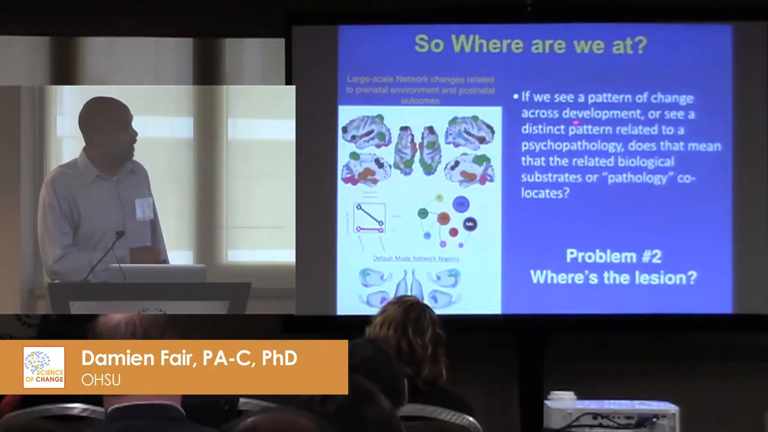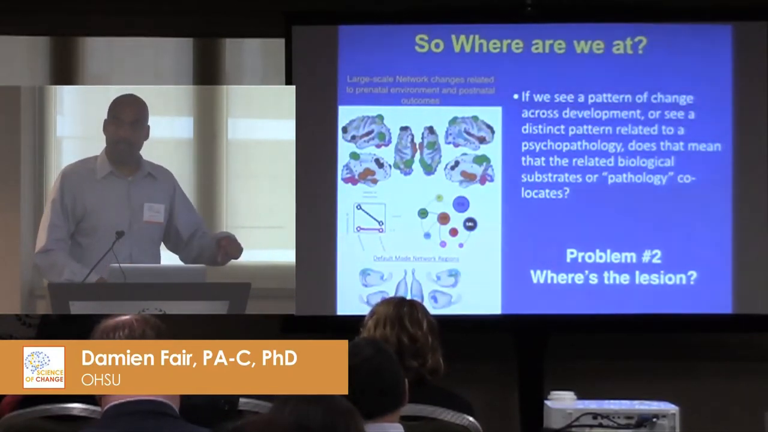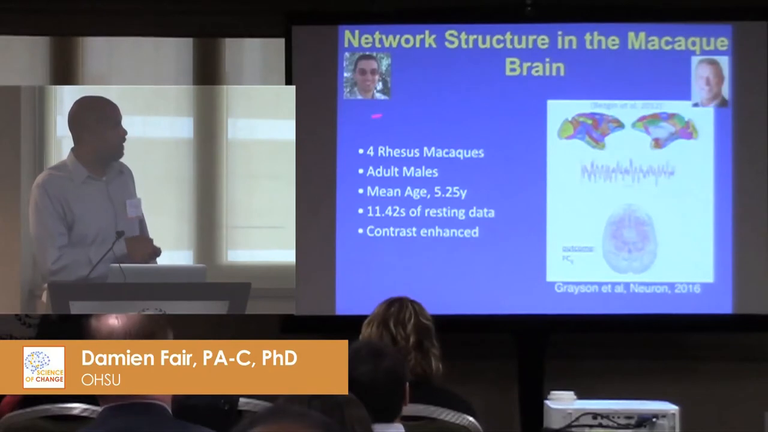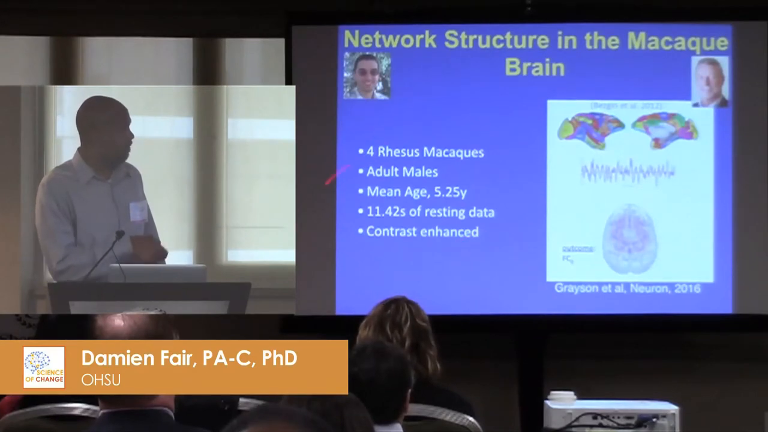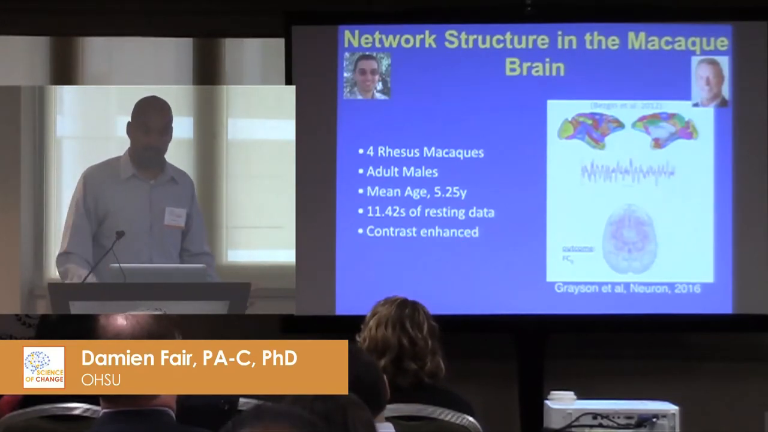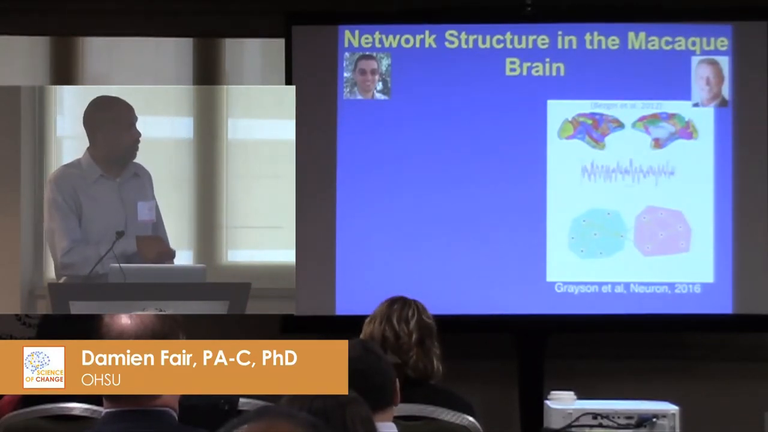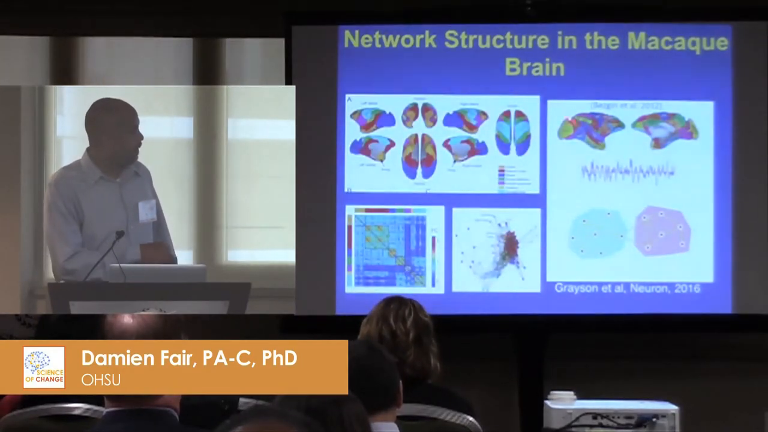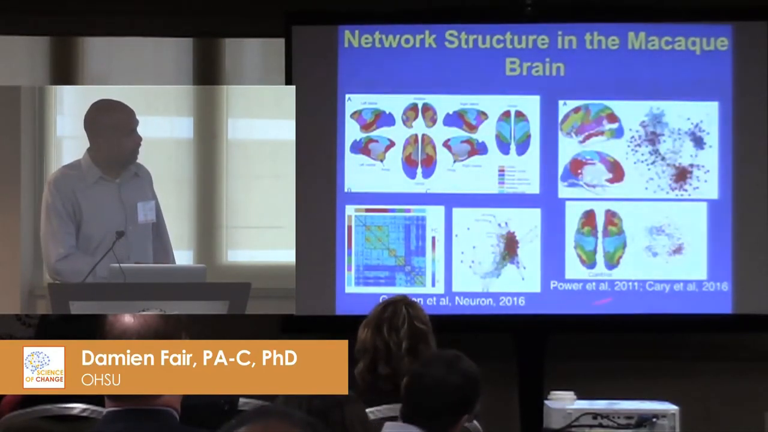If we see a pattern of change across development or a distinct pattern related to psychopathology, does that mean that the related biological substrates or pathology are co-located in the place that we're seeing on our non-invasive brain imaging? Okay? So we have some insights into this now. This is work by David Grayson, who's in the lab, who was a shared student with David Amaral at UC Davis, where we measured this connectivity signal in four macaques. First thing that we did is that we ran our community detection algorithm on our network data to see if the networks actually resembled what we see in humans. And in fact, they do. So here's just a picture of the color-coded systems that we could identify in the macaque. Here's a picture of the color-coded systems in humans across a few of our papers.